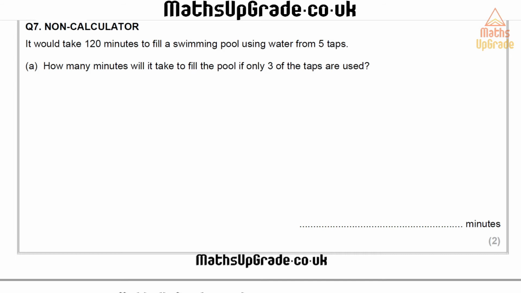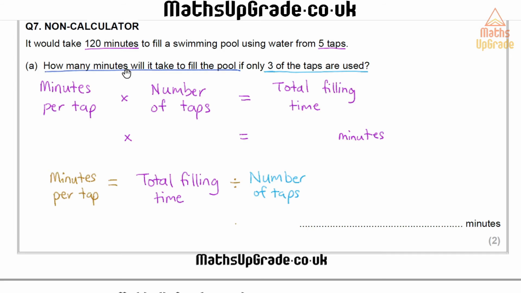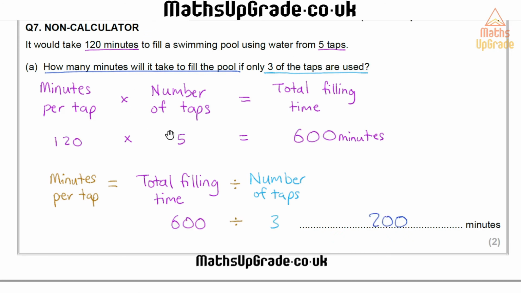So in this question, I'm just going to work out the total filling time if 1 tap was used by working out the minutes per tap, which is 120, and multiplying by the number of taps, which is 5. That will give me 600 minutes if 1 tap was used. Now, since we're using 3 taps, I can do 600 divided by 3, which gives me 200 minutes, and that's 2 marks.